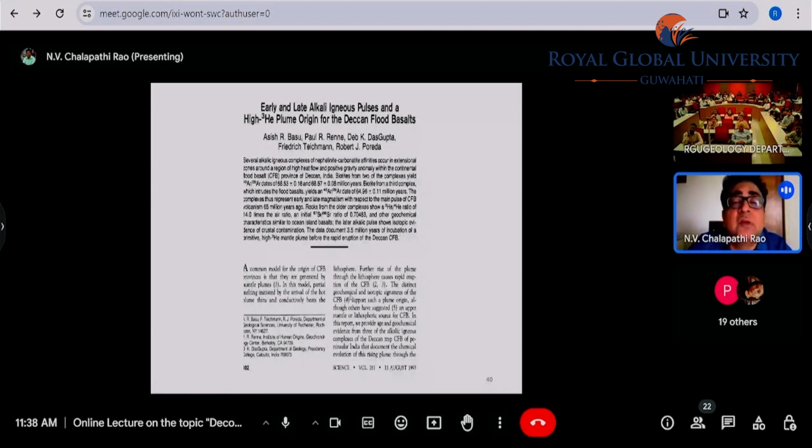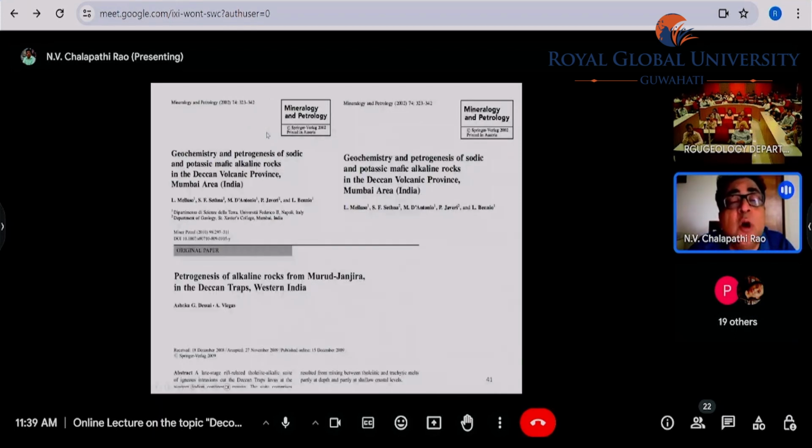Then in the 1990s, high precision geochronological ages started appearing for the Deccan Traps and alkaline rocks. Professor Ashish Basu from Rochester started dating these alkaline rocks, and he showed that both the alkaline rocks and the Deccan flood basalts were related to a mantle plume, because he measured helium isotopes from these rocks and they show a plume origin. So the plume origin model suggested by Bose more or less was confirmed by Professor Basu.